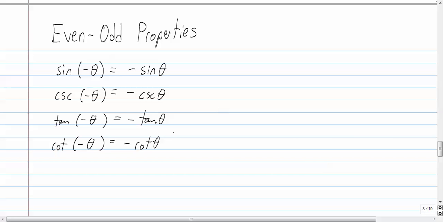Now I have purposefully left out two of the functions because these four functions follow the same pattern. Okay? Now, cosine and secant of negative theta are a little different. The cosine of negative theta is equal to the cosine of positive theta. And the secant of negative theta is equal to the secant of positive theta.